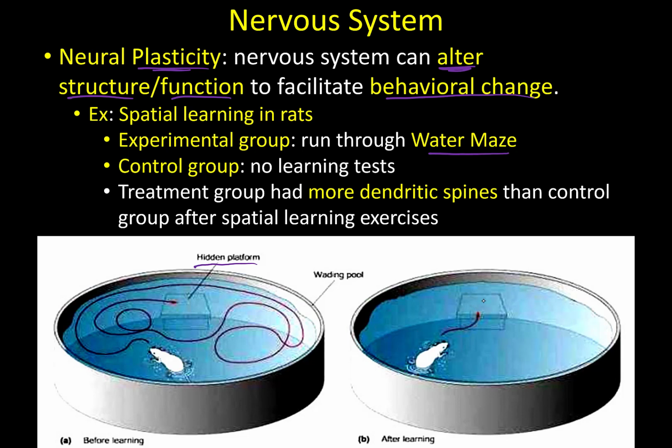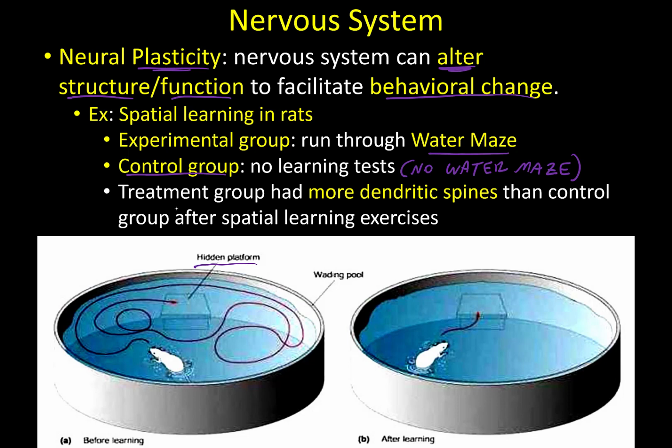So in this experiment, rats are trained to locate this platform in this water maze, and then their brains are dissected and compared to a control group of rats who have never experienced the water maze at all. They've had no learning tests, which means no water maze experience. They've never had to learn to navigate that water environment.